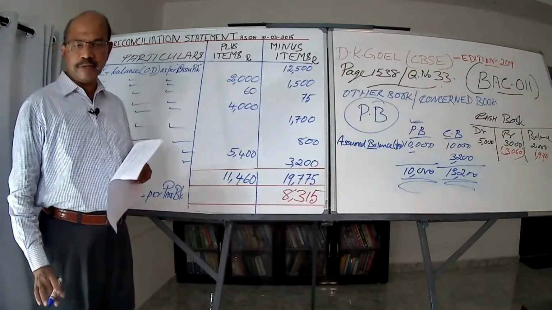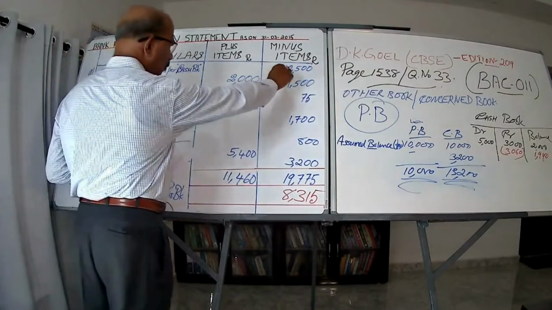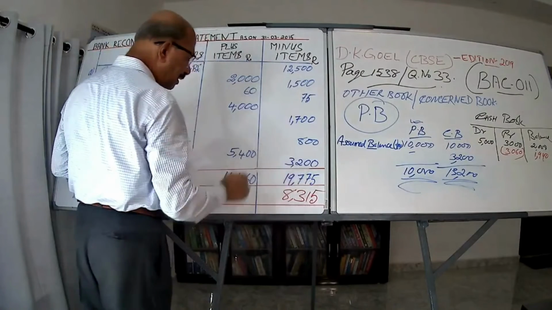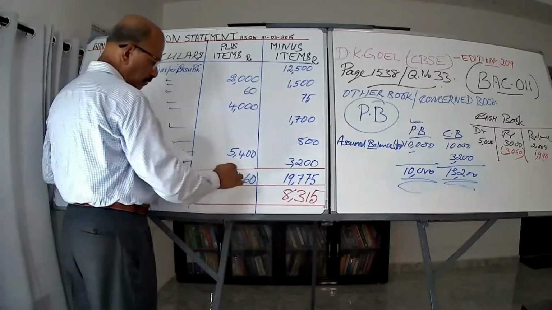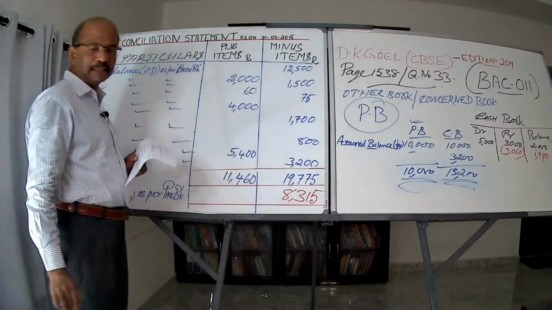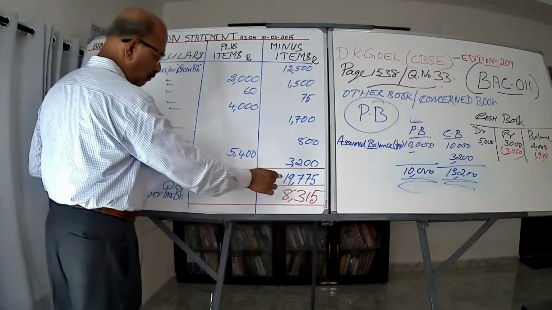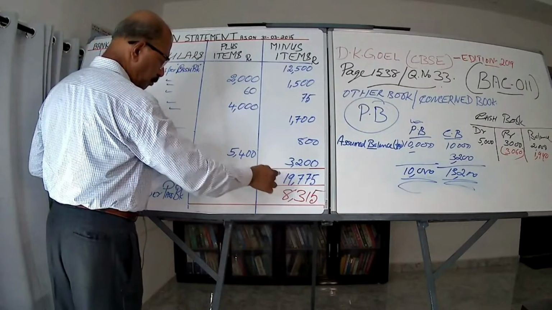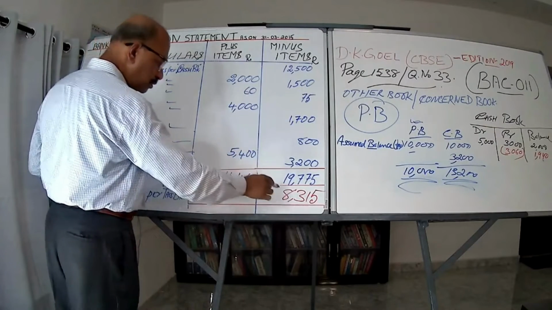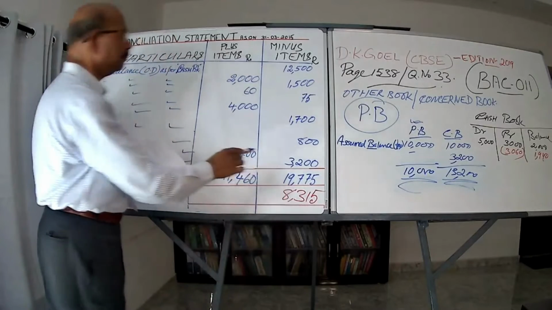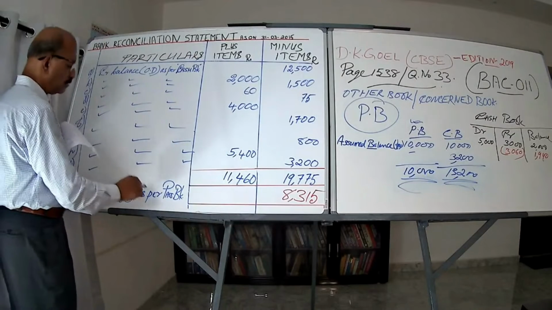I hope every entry I explained to you satisfactorily. Now total up. If you total up this side, it will come 11,460. If you total up this side, it will come 19,775. The minus side total is more. A difference of 8,315. That is your answer. That is obviously an overdraft. Because total of minus side 19,775 is more as compared with the total of plus items, I am showing that 8,315 in my minus side as debit balance or overdraft as per passbook.